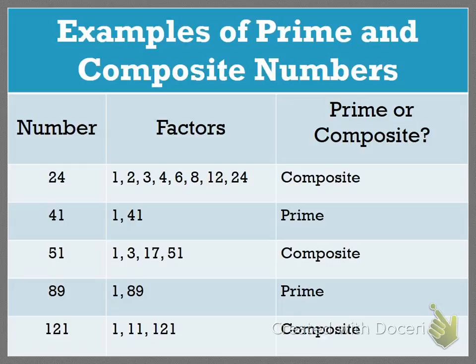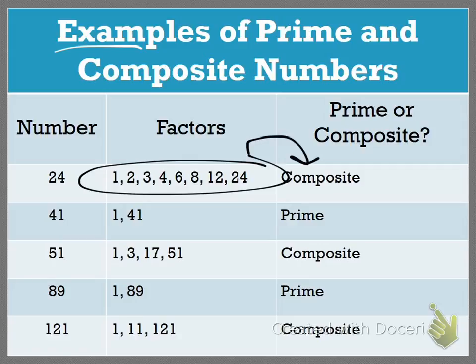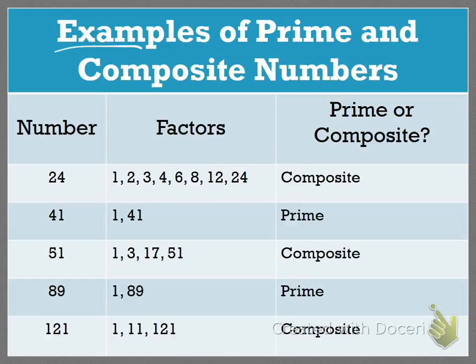Now let's talk about, and you don't have to write these down, these are just some examples of prime and composite numbers. I just want to show you this, okay? So what it means to be composite is that it has other factors other than 1 and the number itself. You see, for 24, there's a lot of factors. That's why it's composite. For 41, however, there's only 1 and 41.